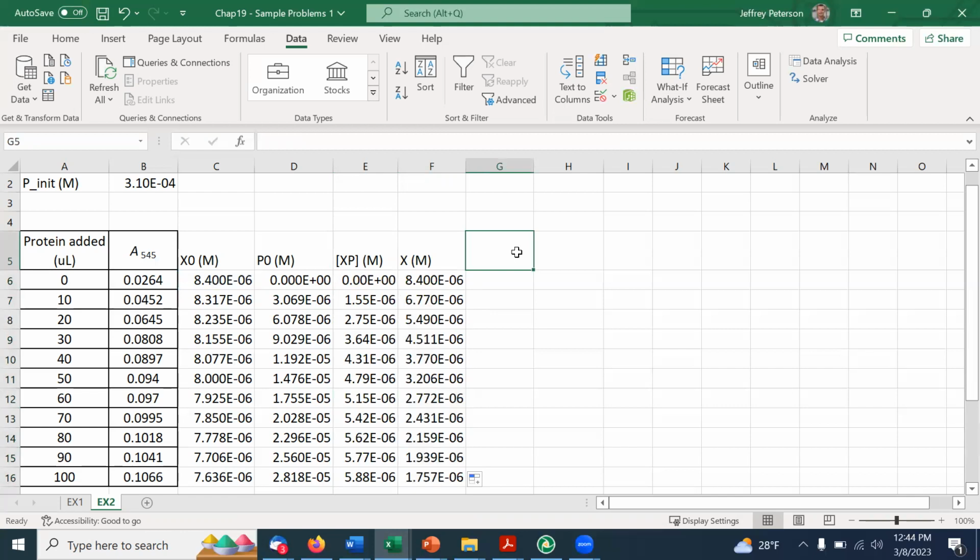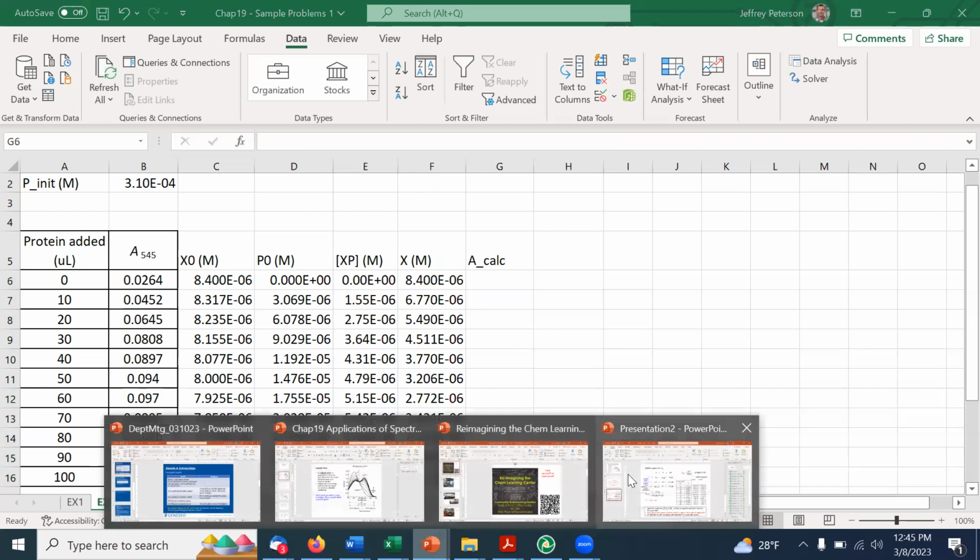And now I have everything that I need to calculate this. I'm just looking at this. I have my concentration of X, and here I have the concentration of XP. And so now I am going to go through and perform a calculated absorbance. That calculated absorbance, I will flip back over here.